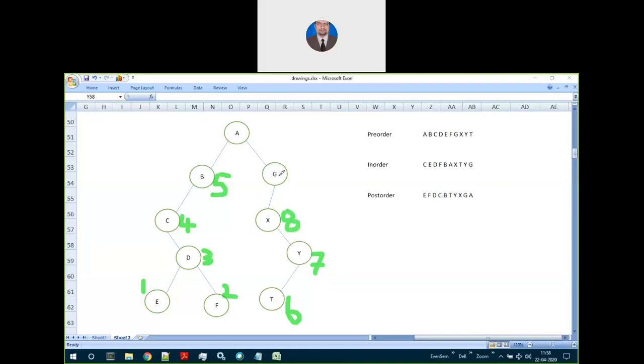Then G's left side is covered, right side nothing is there. So left and right both are completed. Then next will be what? The parent itself, that is G. So G will be read at the next instance. So now I can say that left of A is covered, right of A is covered, then I have to visit the parent itself, that is A. Okay, so it will be E, F, D, C, B, T, Y, X, G, A.